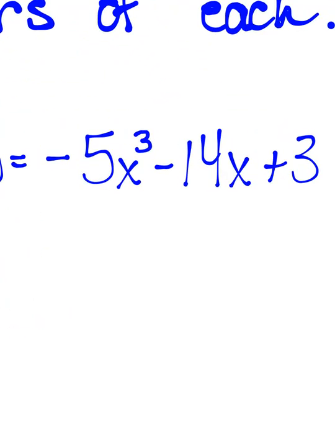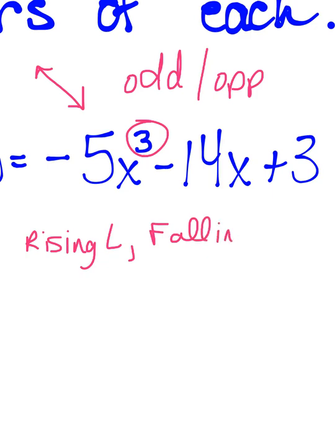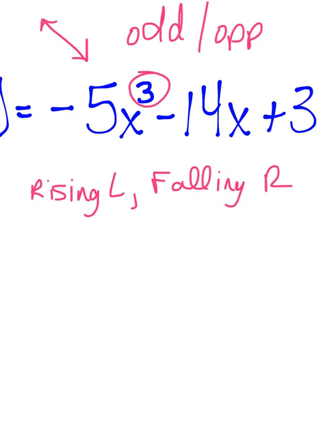End behavior. Look at the exponent. Odd or even? It's odd. That means my arrows go in opposite or different directions. Is this a positive x cubed or a negative one? So think about a line. When a line goes negative downwards, what's happening on the left-hand side? What's happening on the right-hand side? Rising left. And what? Falling right. Good. And now let's factor.